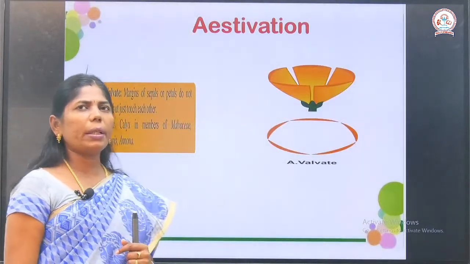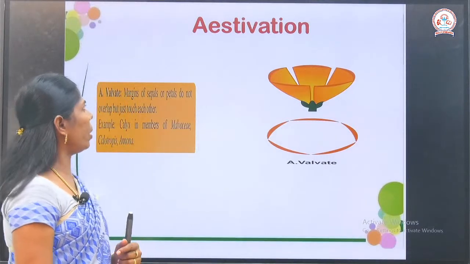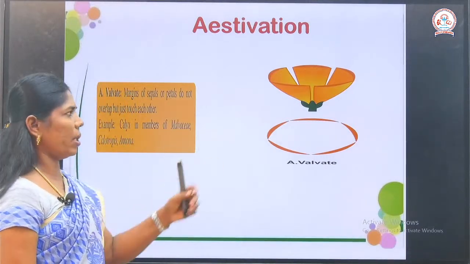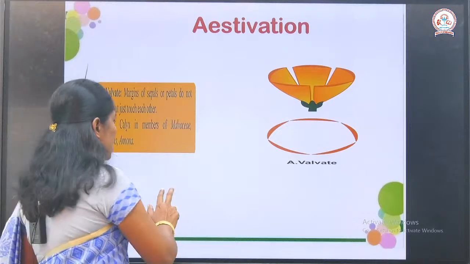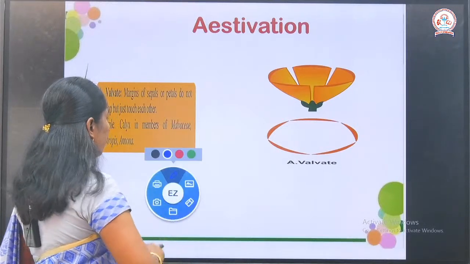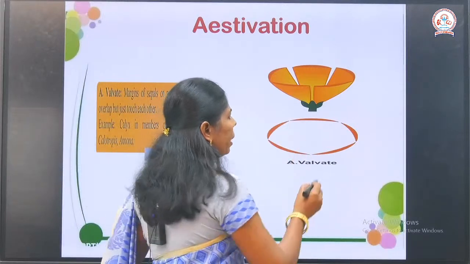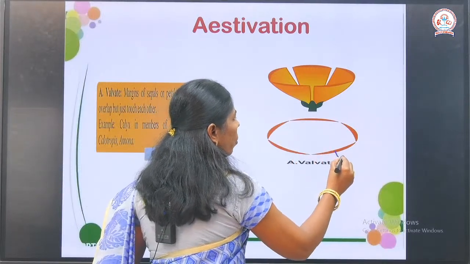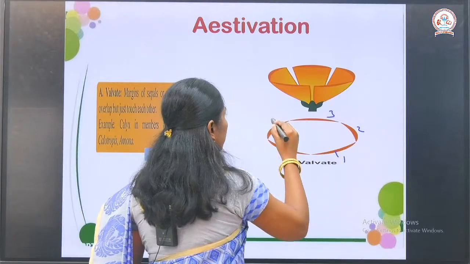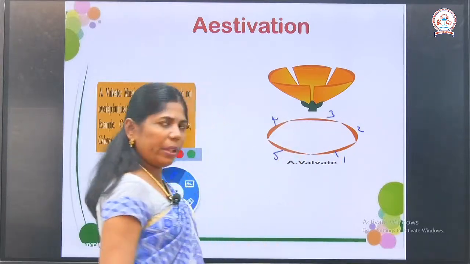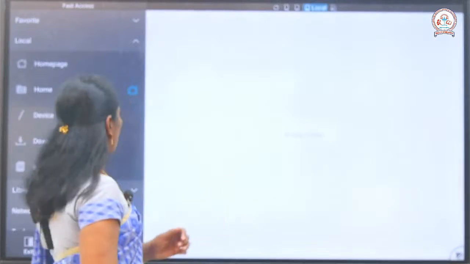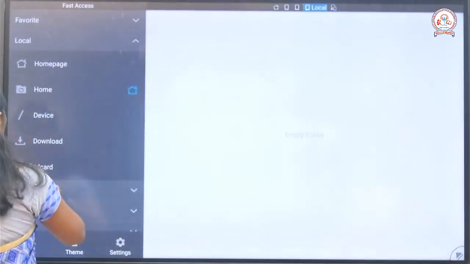There are so many types of aestivation. The first one is valvate aestivation. Here you can see the sepals or petals, each segment, 1, 2, 3, 4 and 5. If it is a calyx, each one is called a sepal.